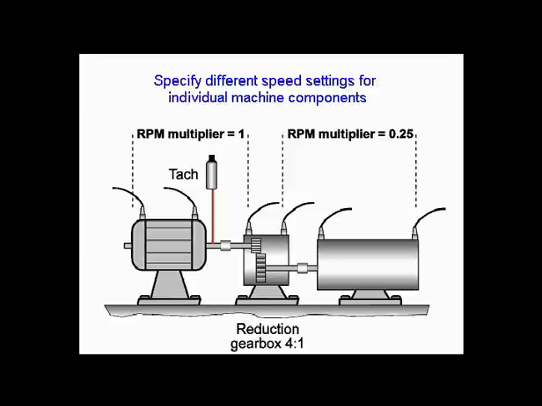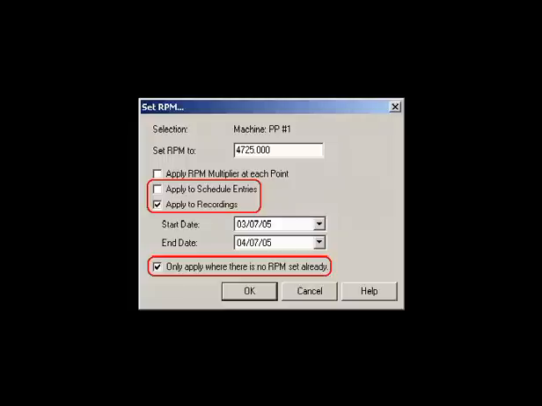Once a rotational speed has been specified, you can apply the same RPM value across an entire machine, or you can multiply the RPM value at selected points to differentiate between individual component running speeds. These settings here control where the RPM value will be applied, and includes the ability to apply the value to recordings within a specific date range. You can also prevent existing RPM values from being overwritten, which is useful for separating out historical recordings where a machine was operating at a different speed.